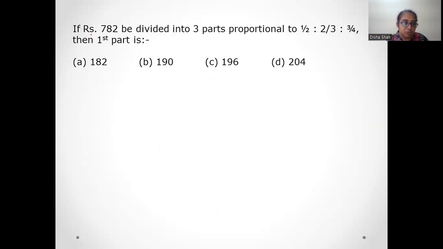Let's go to this next question. You have to divide rupees 782 into 3 parts, which is proportional to this. इस पार्ट में आपको डिवाइड करना 782 को आपको 3 हिस्सों में डिवाइड करना है, लाइक दिस. पहला हिस्सा है हाफ, सेकंड इज 2/3, थर्ड इज 3/5.